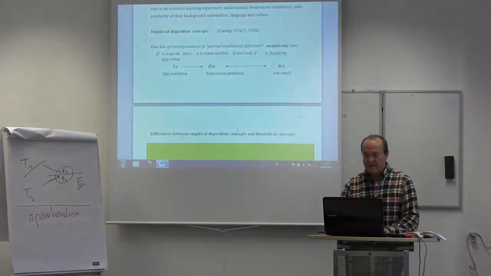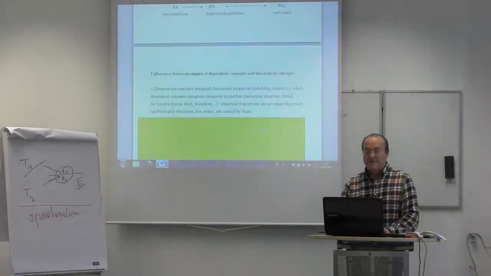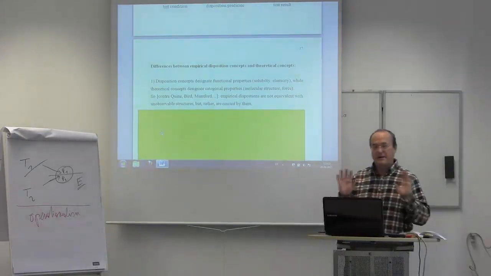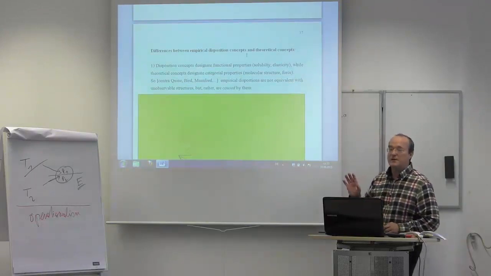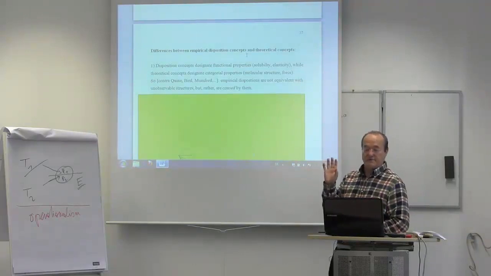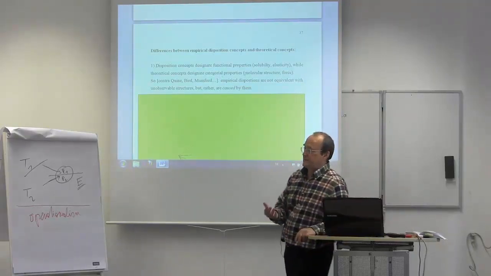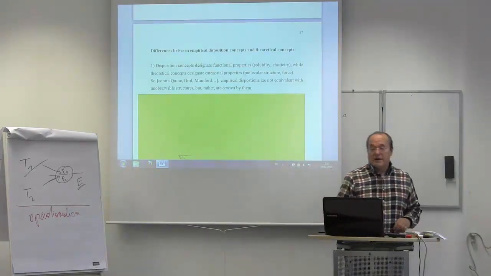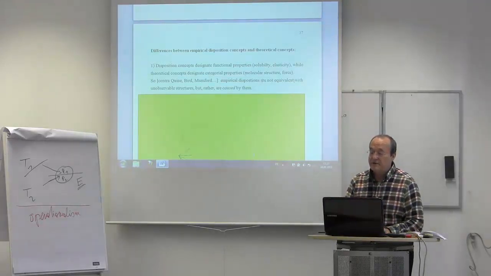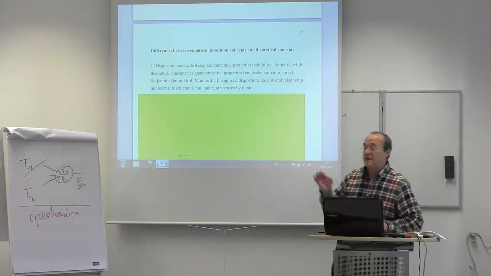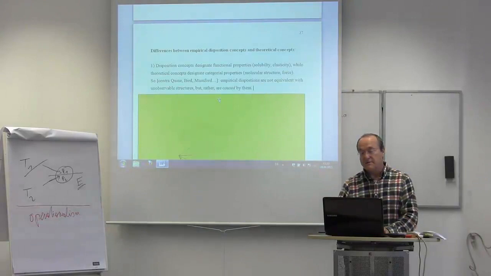So let me now speak about the difference between a disposition concept and a theoretical concept. In my view, and this is the so-called standard view about dispositions, and I think this is the right view, disposition concepts designate functional properties like solubility or elasticity. Elasticity is even a better example for some points which I want to make. While theoretical concepts designate categorical properties, speaking about, for instance, a molecular structure or a force. So contra Quine, contra Bird, Mumford or others, contra the operationalist, I argue that empirical dispositions are not equivalent, not identical, and should not be identified with unobservable structures. Theoretical concepts denote unobservable structures. Dispositions are those functional properties which are caused by the unobservable structures.